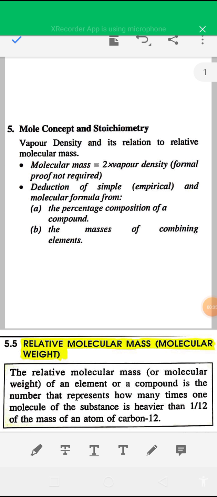In this video I am going to start chapter 5 of class 10 chemistry. The topic is mole concept and stoichiometry. This is the 5th chapter of class 10 chemistry, and I have given the reduced syllabus here.